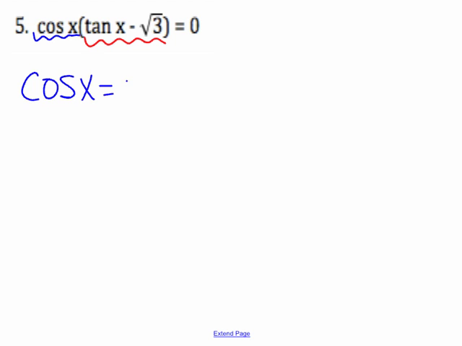Cosine of x equals 0, right? And then I'm going to write tangent of x minus radical 3 equals 0. Okay, and all I have to do then is actually solve these two equations. And now my blue equation, my cosine of x equals 0, that is completely 100% done.